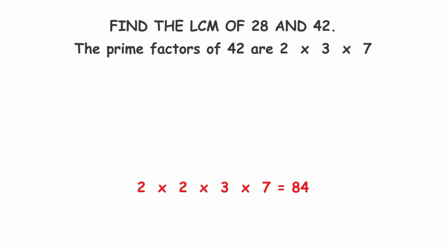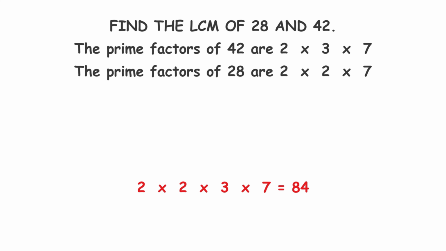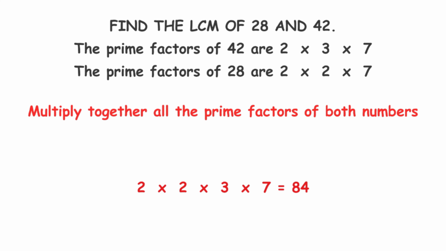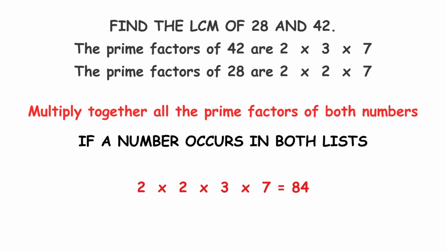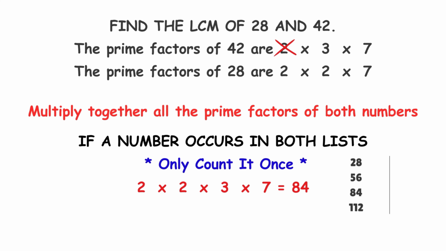To find the lowest common multiple, we have to look at the prime factors of each one and multiply together all the prime factors of both numbers, but importantly, if a number occurs in both lists, we only count it once. So because there are two of these twos here, we'd only count one of them and cross the other one out, whereas we would include both this 2 and this 3. Then, because the 7s occur in both lists, we again only include one of them, so we can cross one of them out. Overall, we end up doing 2 times 2 times 3 times 7 to get 84, which would be our lowest common multiple.